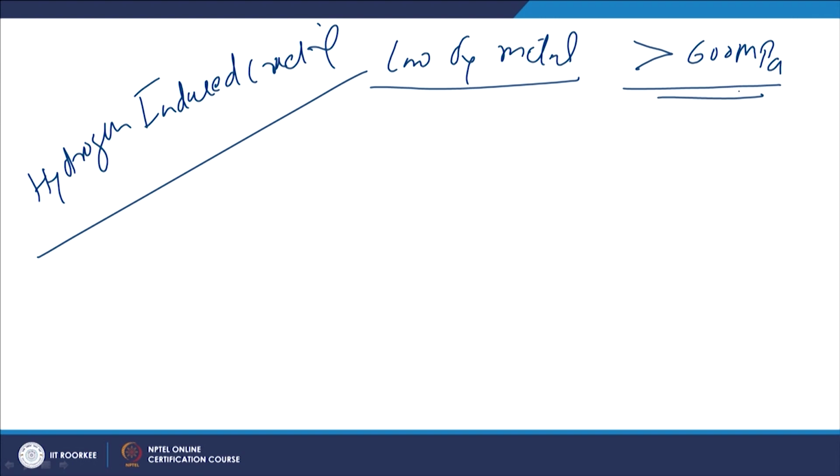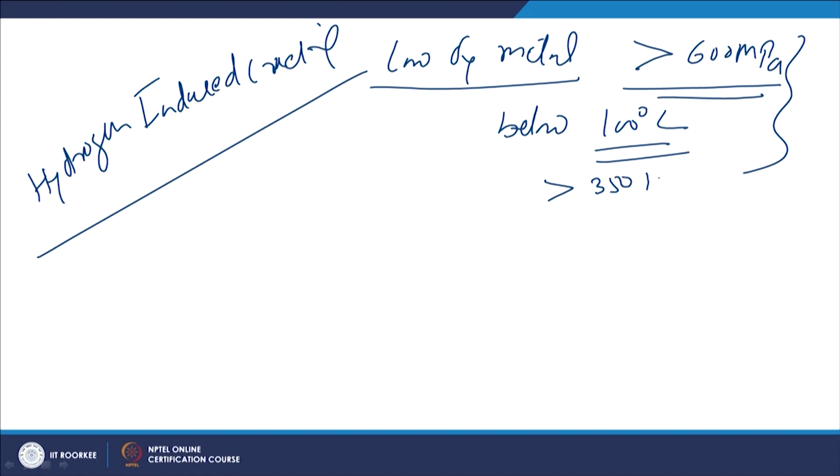So, we will start with hydrogen induced cracking. Normally, hydrogen induced cracking is not observed in low yield strength steels. If the yield strength of the steel is greater than roughly 600 MPa, then the steels become sensitive to hydrogen induced cracking, and especially it occurs at a temperature below 100° centigrade. Another point is the hardness, when the hardness is greater than 350 VHN. So, these three factors give us a rough idea about the kind of steels which will be sensitive to hydrogen induced cracking.